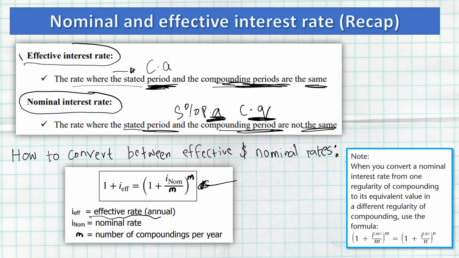So the formula says 1 plus i_F is equal to 1 plus i nominal divided by m, all to the exponent of m. So m is the number of compounding periods, right? So the number of compounding periods.